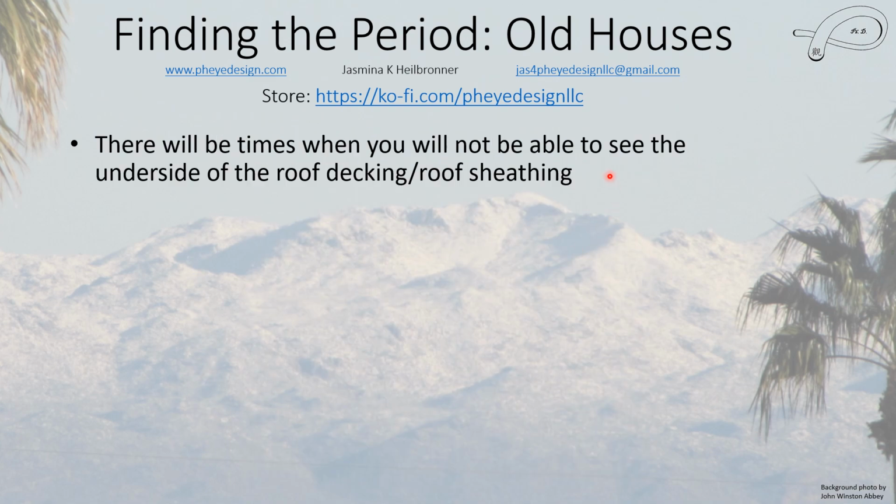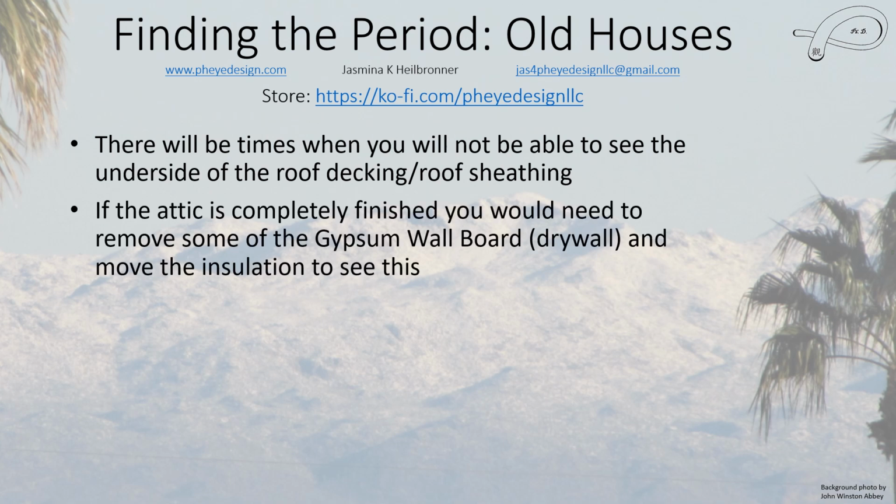So there are times when you will not be able to see the underside of the roof decking or the roof sheathing, whichever you like to call it. If the attic has been completely finished, that is, you've got drywall up and all this stuff, if you wanted to know, you would basically have to remove some of the gypsum wallboard, which most people call drywall, and remove the insulation to be able to see this.